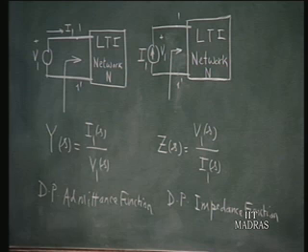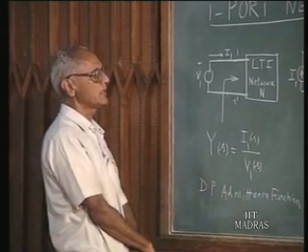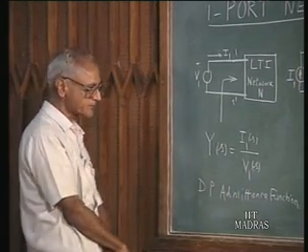So the idea is we do not have to find out the internal construction of the network. Once we know the y of S or Z of S, we know the terminal properties. For the given current you know what is the voltage, for a given voltage you know what is the current.